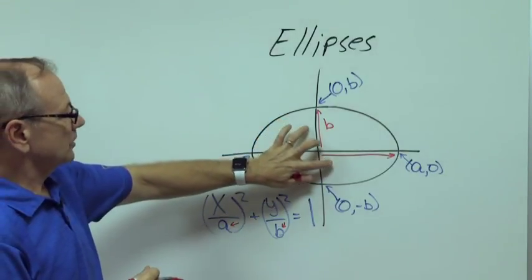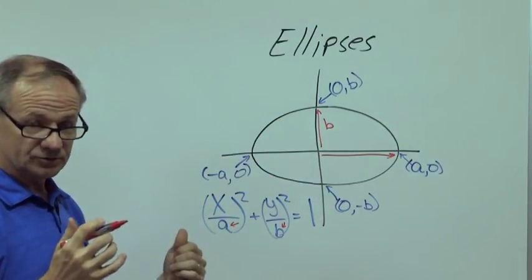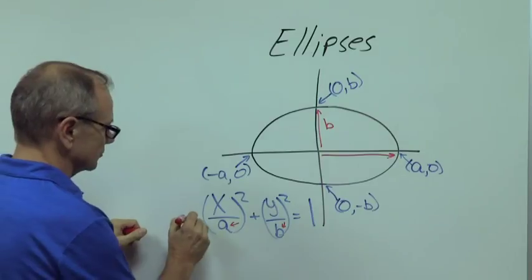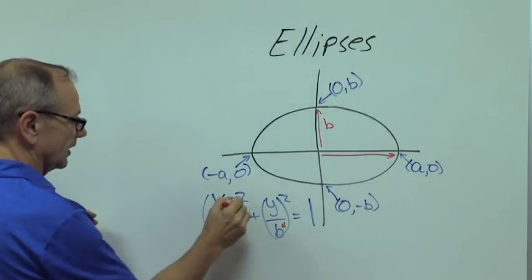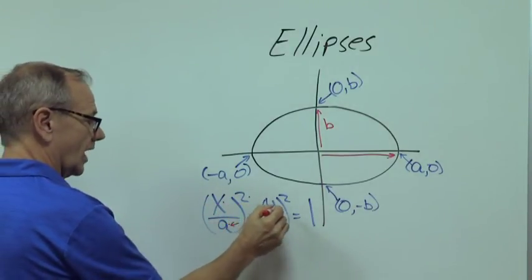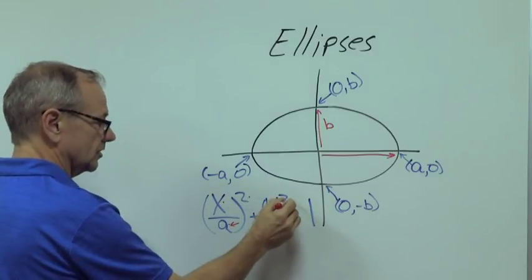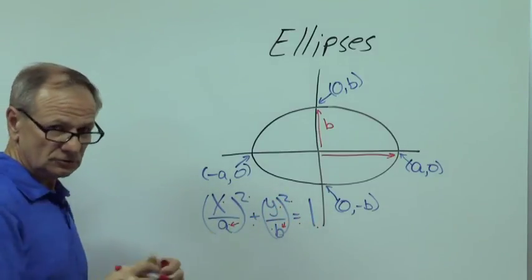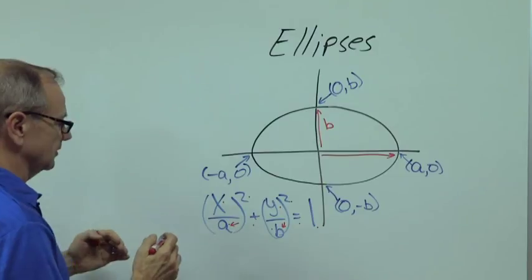Okay, this is what it takes to describe an ellipse. Now the main equation for ellipses goes like this: x squared over a squared plus y squared over b squared equals 1. That's your equation for looking at an ellipse.